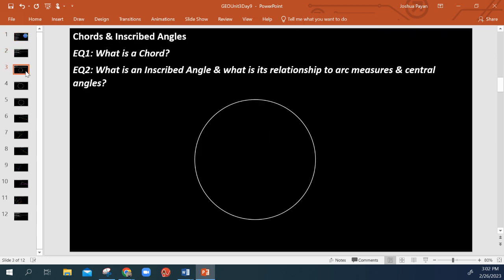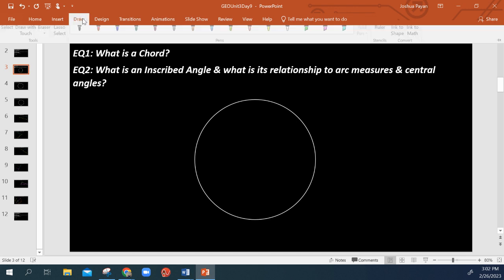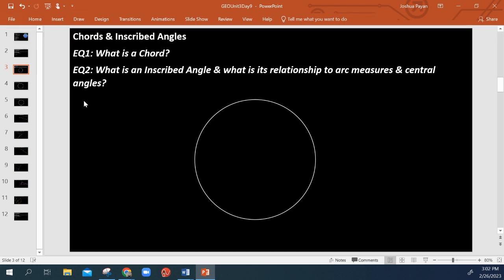Okay, so this is going to be our day 9 video, one of two for Geometry Unit 3. And in it, we are going to briefly define some special segments of circles. The first one we want to talk about is chords. Chords, to put it simply, are segments that connect 2 points on a circle.